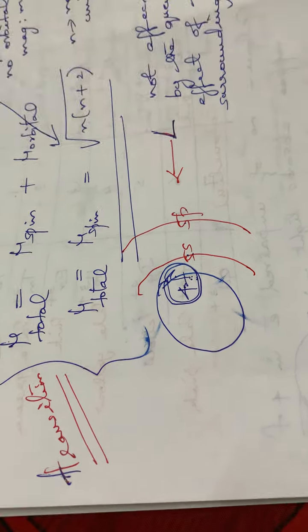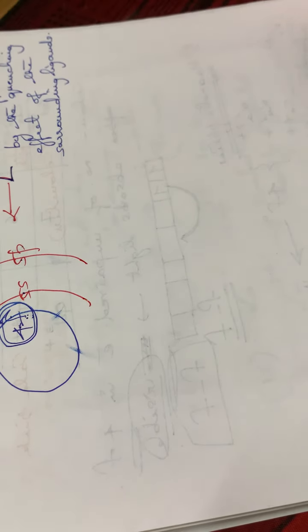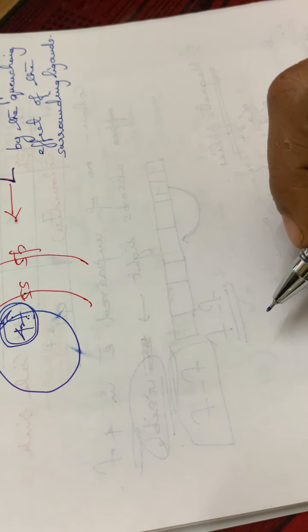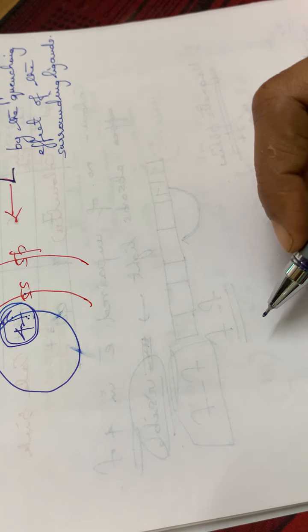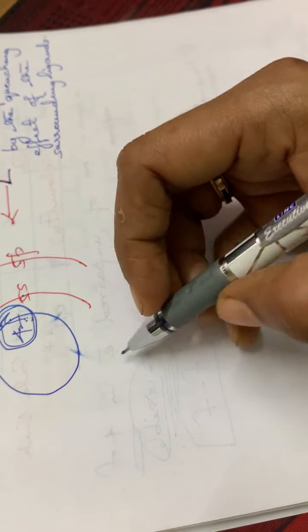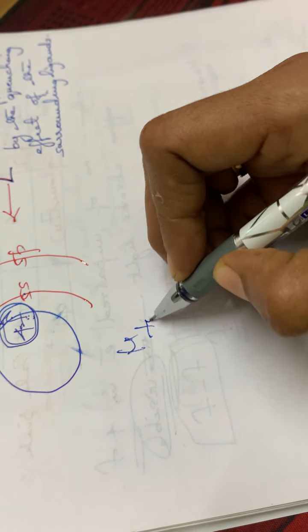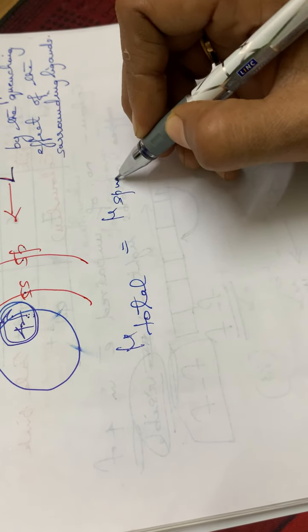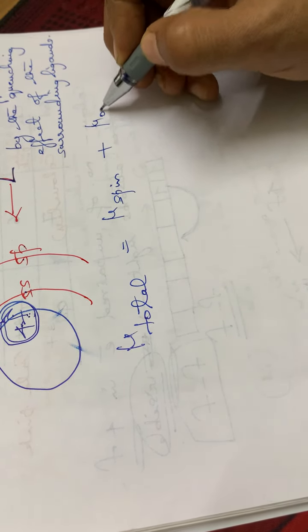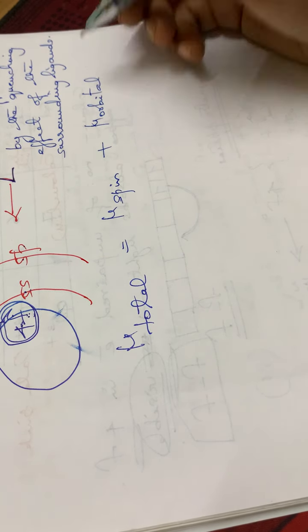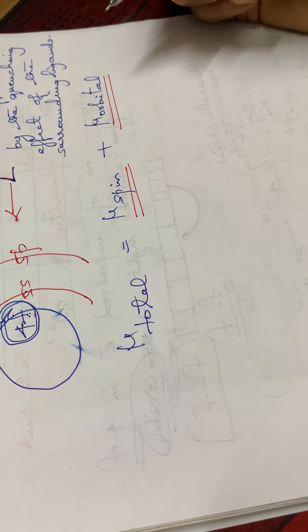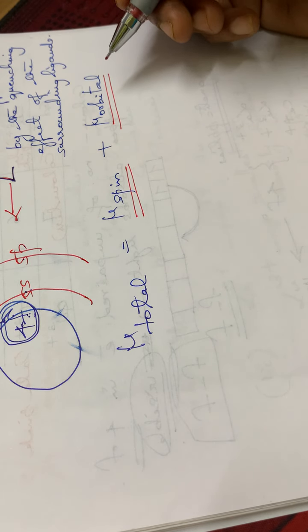So what happens here? The total magnetic moment will be the result of the spin magnetic moment as well as the orbital magnetic moment. Okay. So here the total magnetic moment will be equal to mu spin plus mu orbital. So in the case of lanthanides, we have to consider both the spin magnetic moment as well as the orbital magnetic moment.